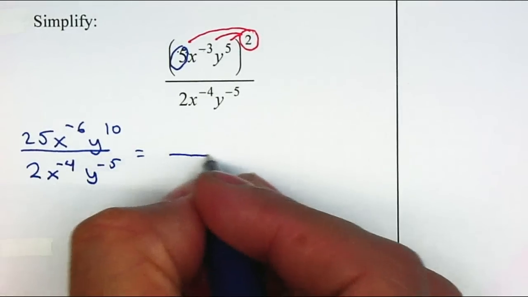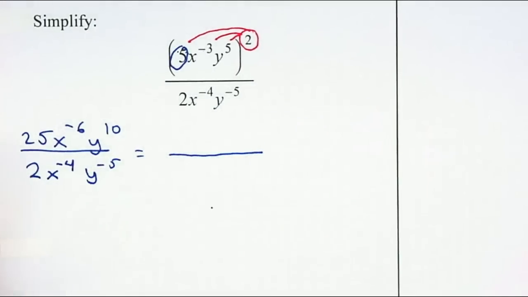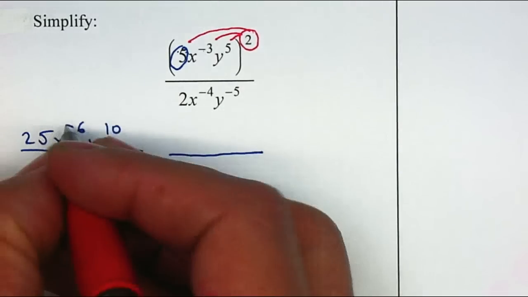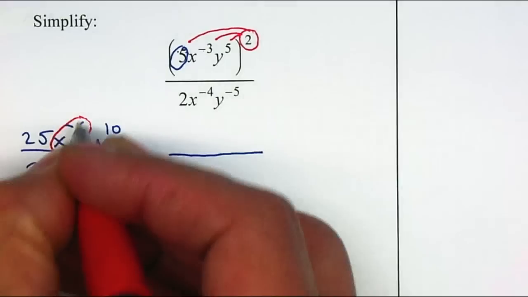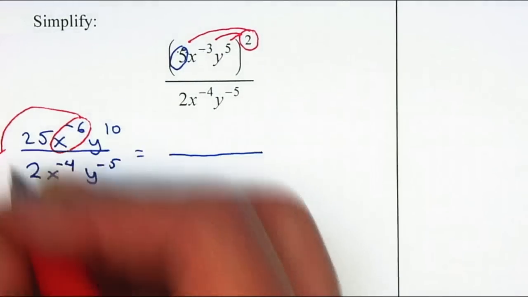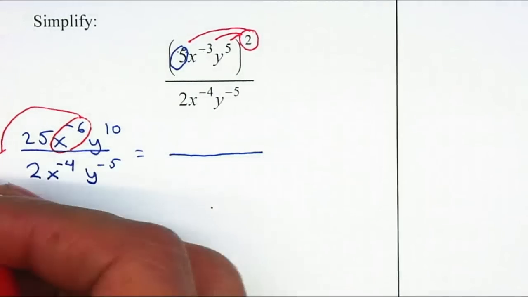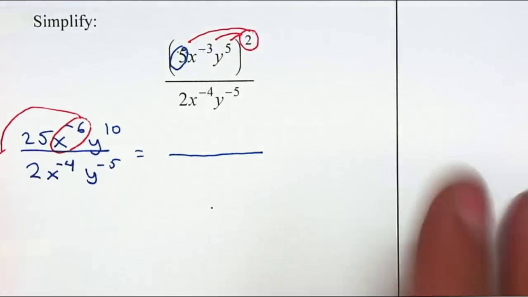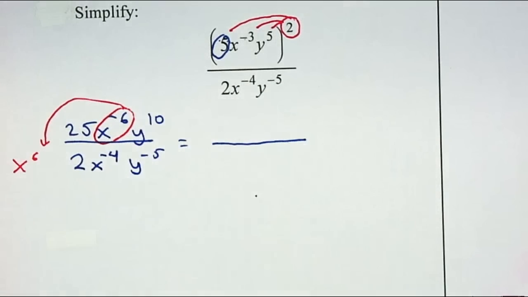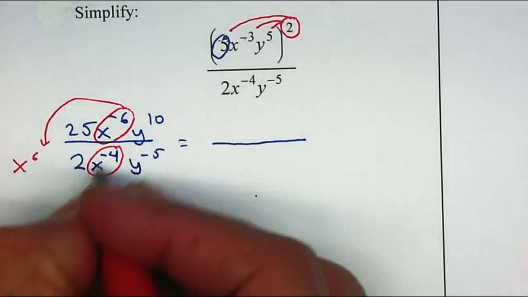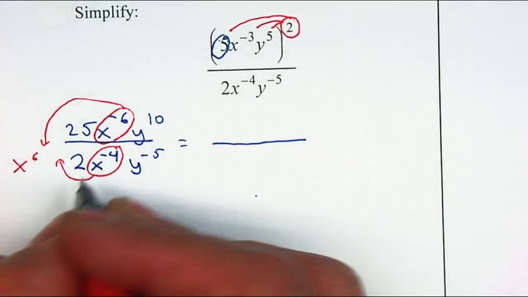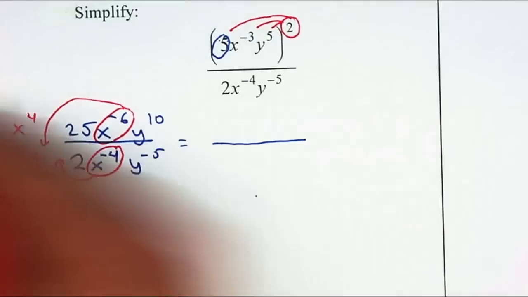Now, you have to be very careful with your exponents. If you want to subtract, you can. But first, instead of subtracting, let's switch the x to the 6 to the denominator. The x to the fourth is negative, so we're going to switch it to the numerator. So x to the 4.